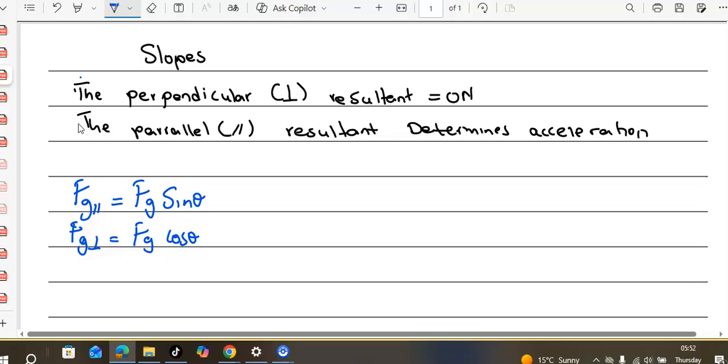Right. So now, let's say that we have the force applied down the slope. Let's start with that. Let's say we have the inclined like this.